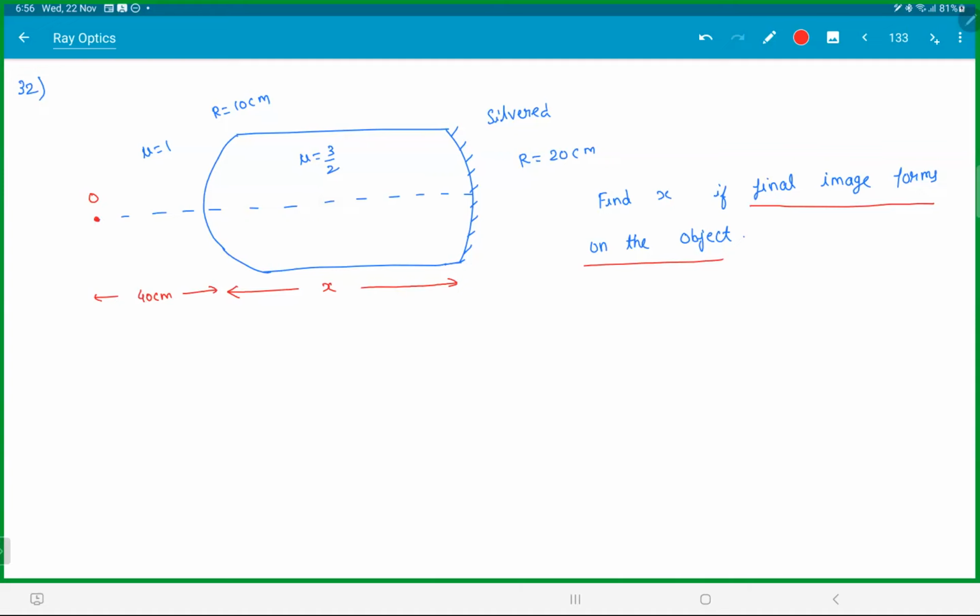Okay, let's see. So first thing, when you hear the word, what is the first thing that should come into your mind? This implies the light rays must have hit the mirror along the normal.